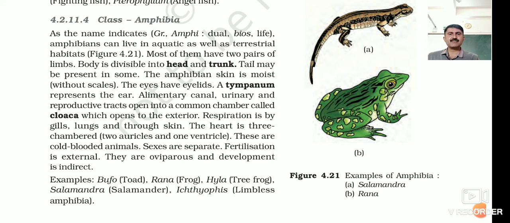Development is indirect, meaning larval stages are present. The larva of a frog is called a tadpole larva, so they are oviparous. Indirect means larval stages are present. Direct means when there are no larval stages. Broadly, this group is classified into three orders.